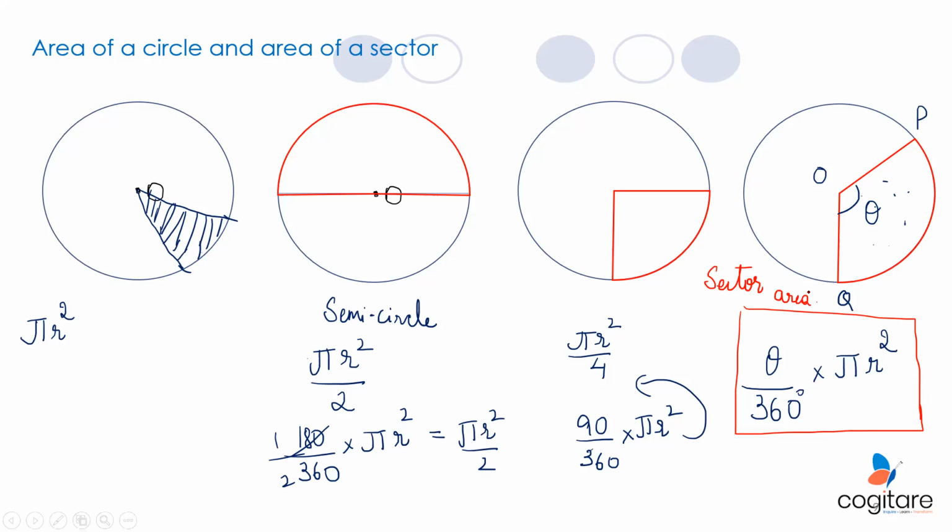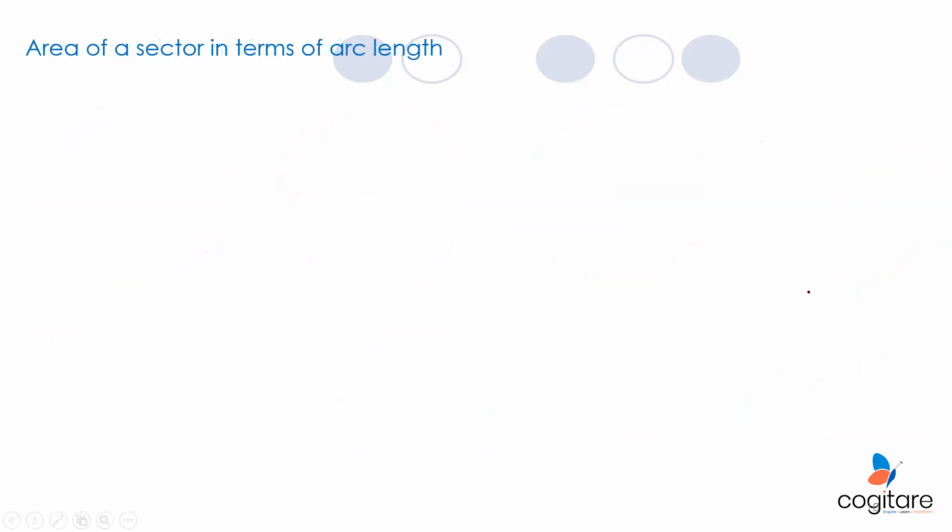Okay, moving on. Supposing the central angle is not given, okay, but instead the arc length is given, and then you are expected to find the area of the arcs. Shall we find out what that is?